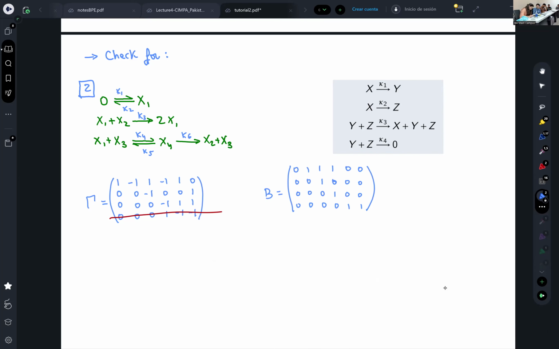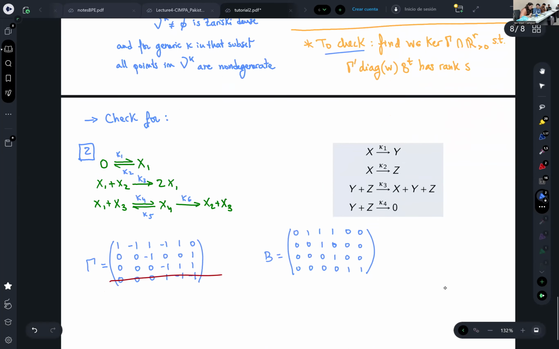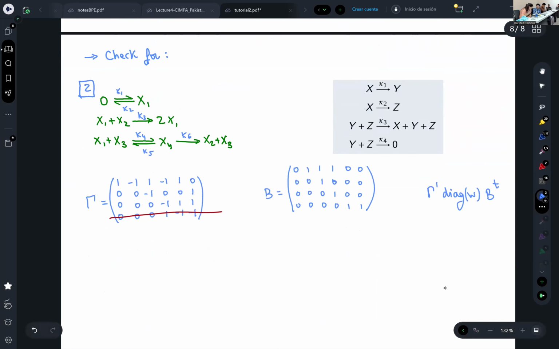Now, this is different from the previous criterion. To be able to check this condition, I only need to find one element in the kernel such that the matrix gamma prime diagonal W B transpose has maximal rank, in this case 3. And again, you can parameterize the vectors in the kernel. Here you would also have 3 parameters because it has dimension 3.